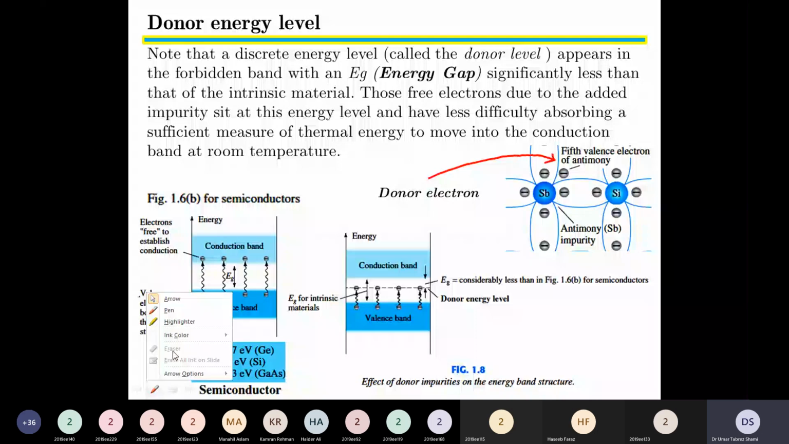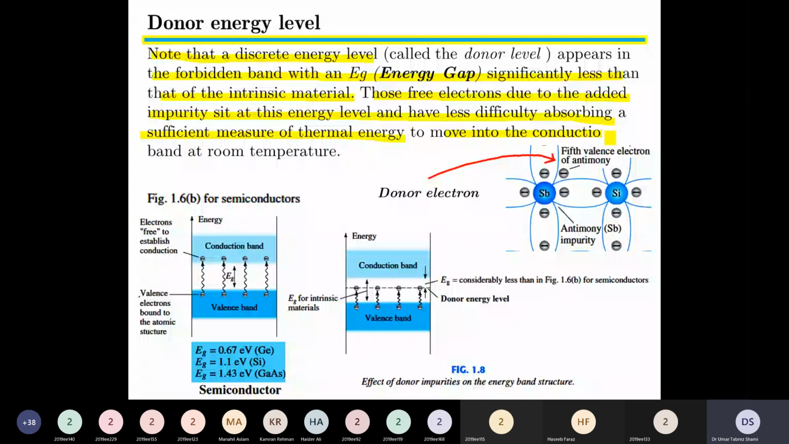I would like all my students to pay attention that a discrete energy level appears in the forbidden band with energy gaps significantly less than that of intrinsic material. Those free electrons, due to the added impurities, sit at this energy level and have less difficulty absorbing a sufficient measure of thermal energy to move into the conduction band at room temperature. So please everybody listen, this is quite important to understand what is happening over here.